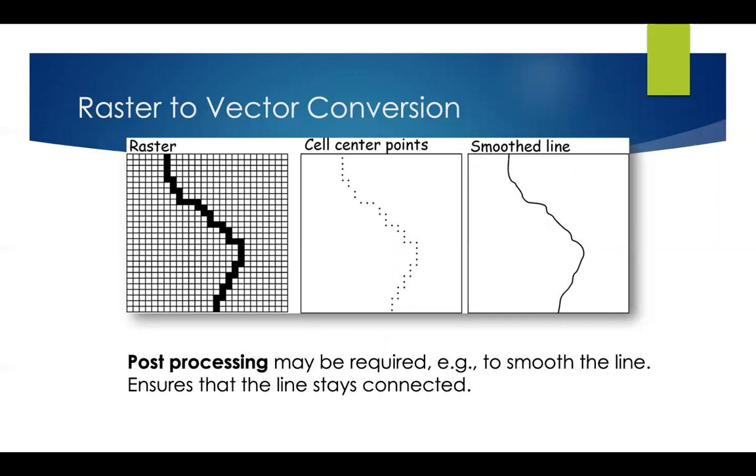We can convert between raster and vector, and sometimes this is necessary because of the analysis we want to perform. To say, take a linear feature out of raster and make it vector, we just put a point in the center of each cell that is a particular category or value. So we just put points here at the center of each of these, which gives us this. And then we use post-processing to smooth the line or make sure an area or line stays connected.